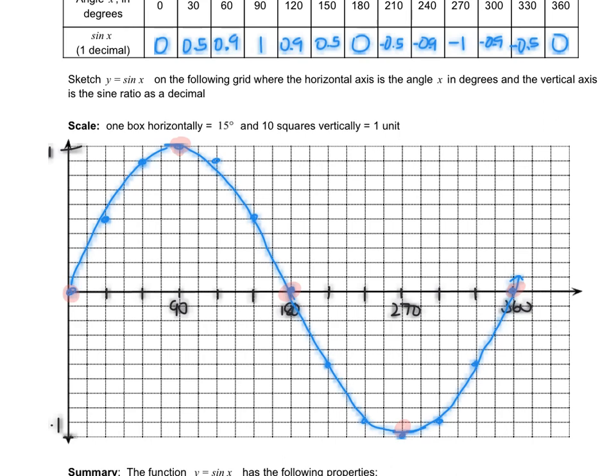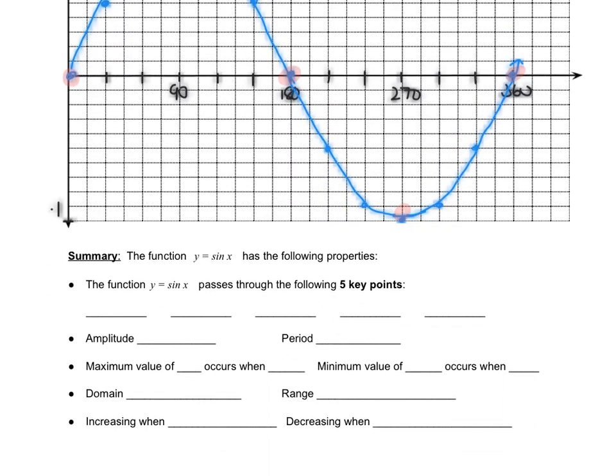So let's go ahead and jot down some properties. The first one is about those key points. So let's just write down the coordinates. We had (0, 0), (90, 1), (180, 0), (270, -1), and (360, 0). The amplitude is 1 because that's the distance from the midline, which is at 0, to the max or min. The period is a full rotation, which is 360 degrees.